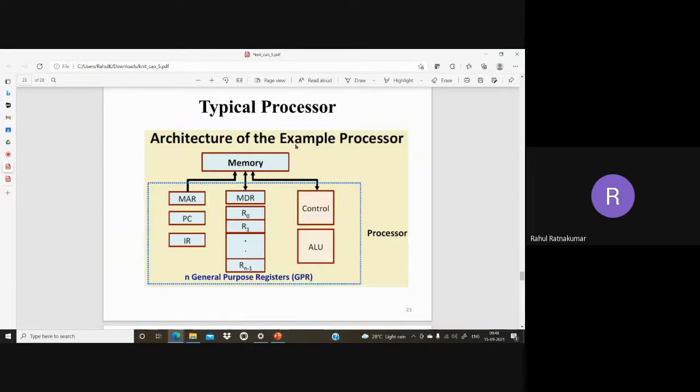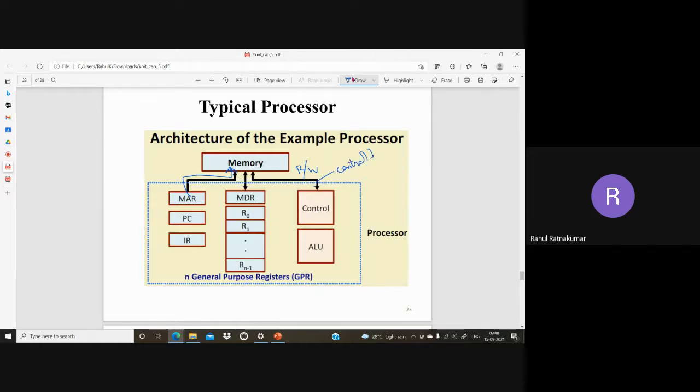Now, what is architecture? This is a simple example. What are the special registers we'll be using? They are MAR and MDR, which we already discussed. These are all related to memory operations. MAR is unidirectional. MDR is bidirectional, and the control unit also needs to tell whether it is reading or writing. So this is called the control bus.